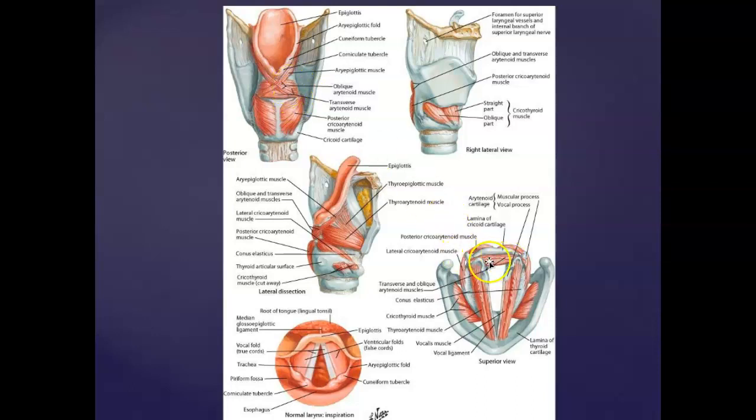Here you can see where they are. This is kind of a transverse section here. Anterior, posterior. Here you can see the transverse and the oblique. Can't really see the fiber orientation very well here, but they're going to help pull those arytenoid cartilages together to close off the glottis. The cricothyroid muscle here is on the outside.